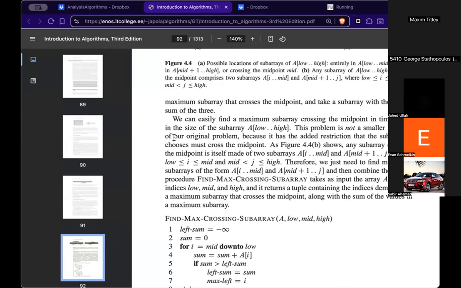This problem is not a smaller instance of our original problem, because it has the added restriction that the subarray must cross the midpoint. Okay, so let's see what that means.